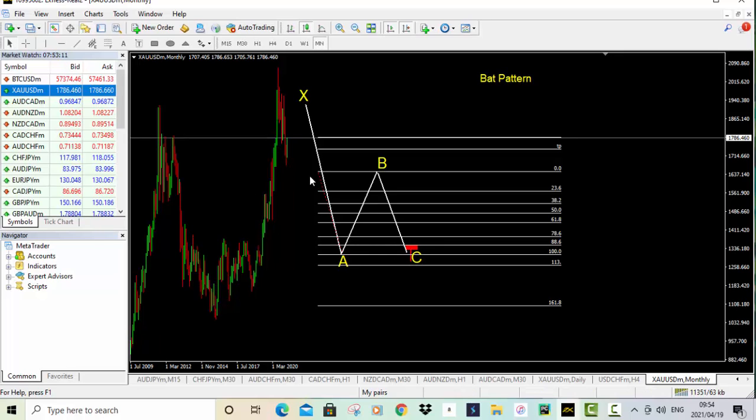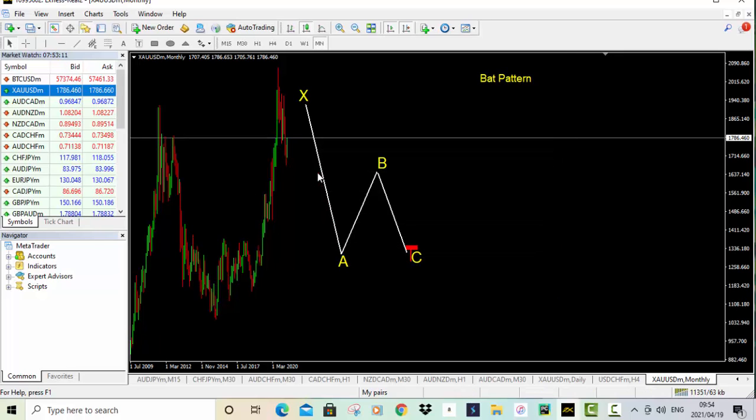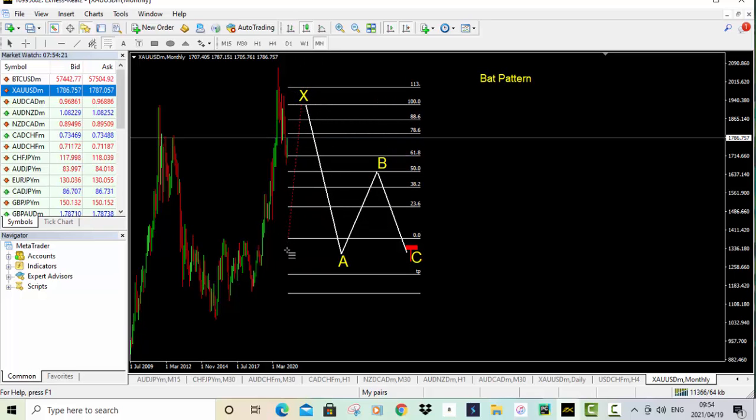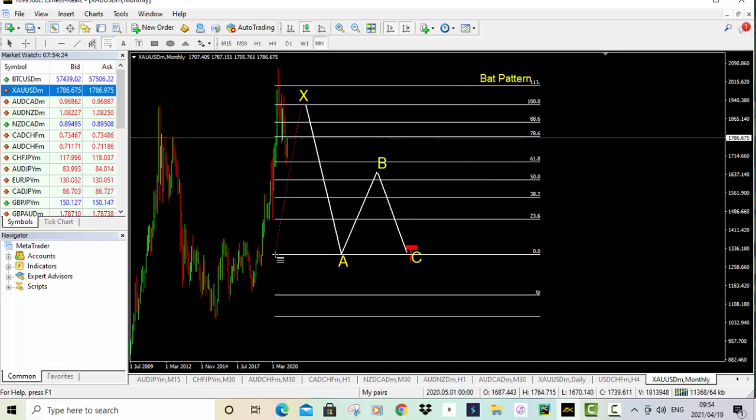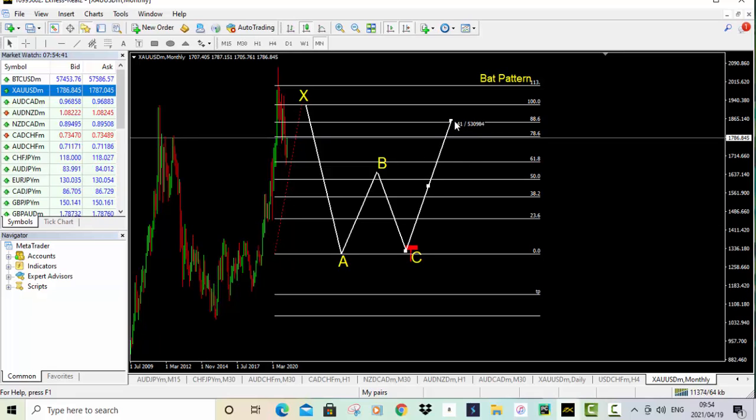The reason why I said you mustn't remove the Fibonacci from your anchor leg, from your X to A, is because you have to measure from X to A. Then your C to D leg must go as far as 88.6, and that's where your bat pattern will complete. Guys, your bat pattern will complete there.